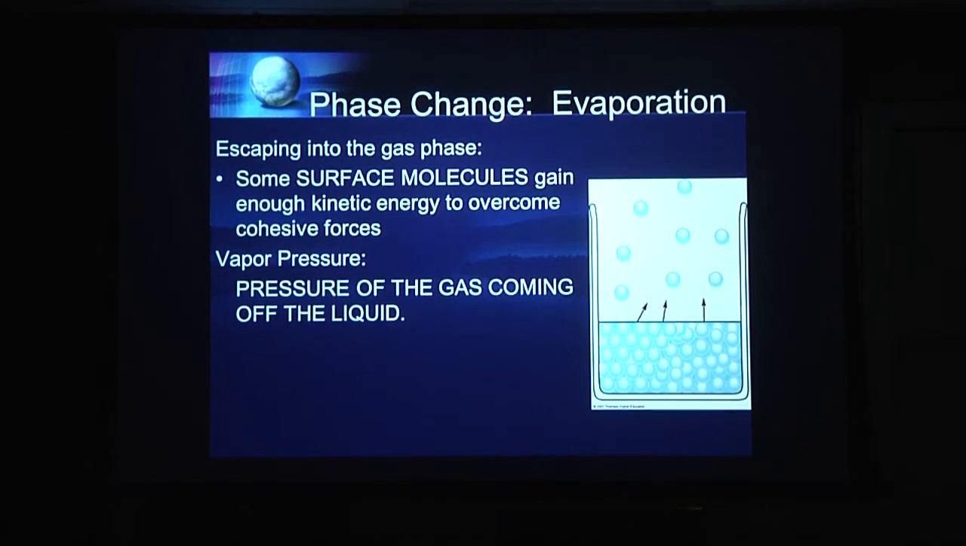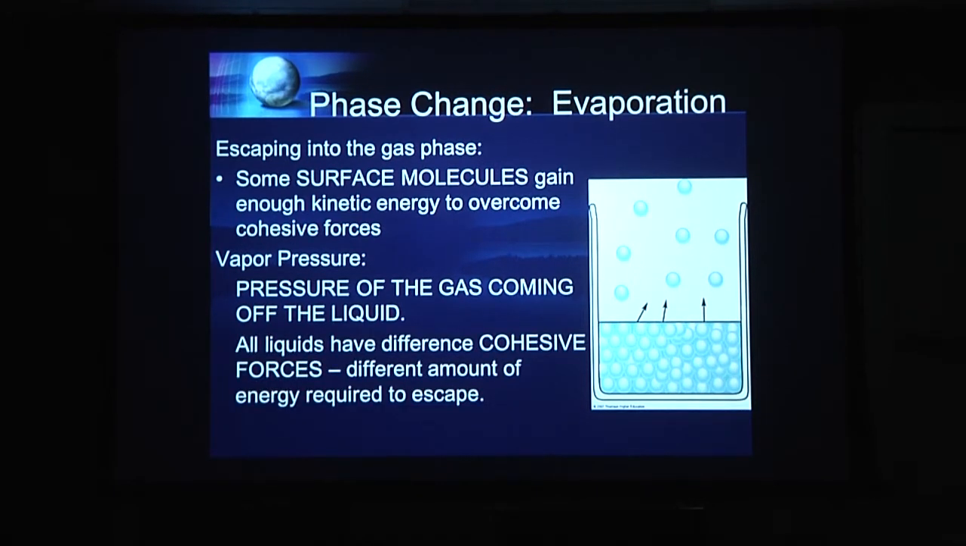A low vapor pressure means that the molecules in the liquid really like to be attracted to each other, and it takes a lot of energy to escape into the gas phase. So low vapor pressure equals higher cohesive forces. All liquids have different cohesive forces, which means it's a different amount of energy required to escape into the gas phase.